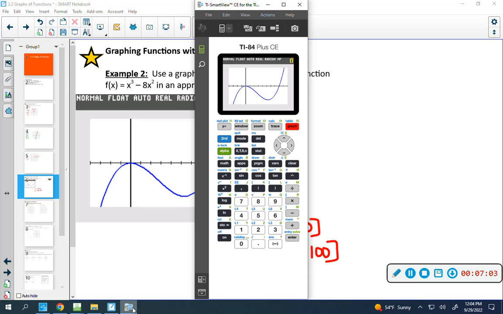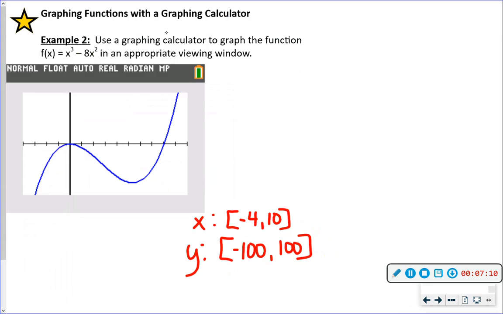Once you're done with that, though, I don't want to keep my window on -4 to 10 and -100 to 100. So I'm going to hit my zoom 6 and get it back to the 10 by 10 graph grid. Again, no perfect magical windows. Maybe you did -90 to 90. As long as you can see the whole graph is what we're after.